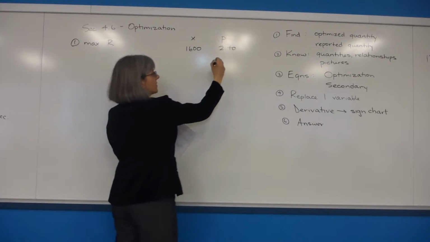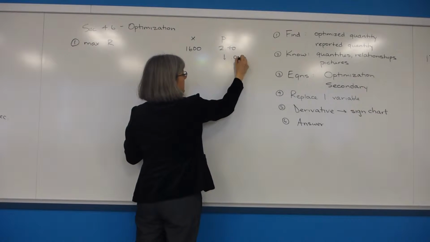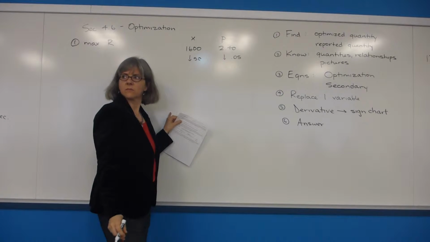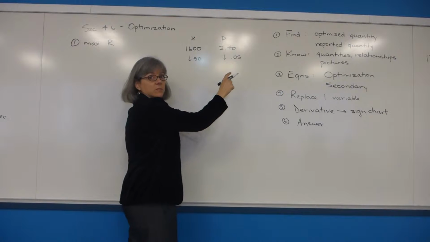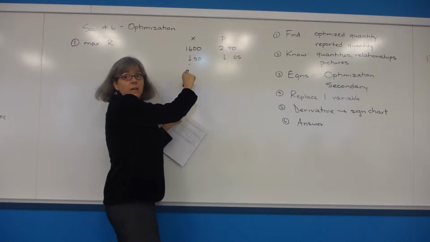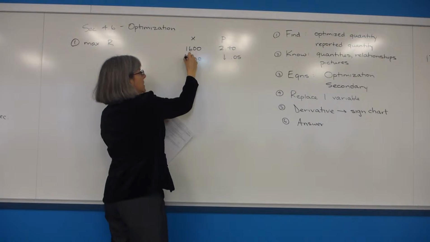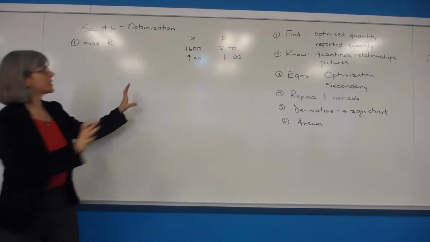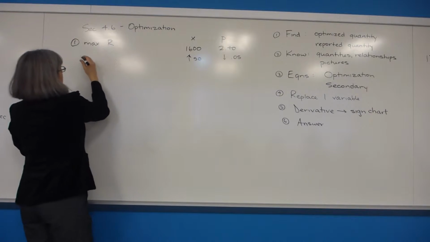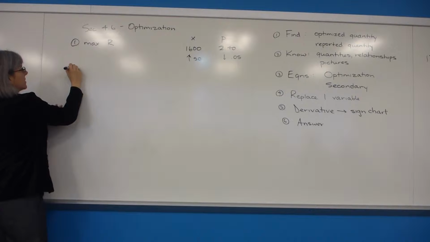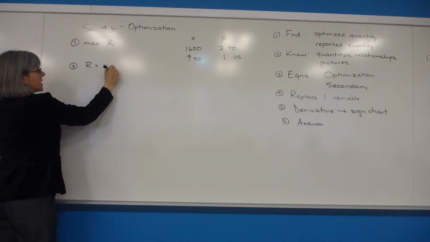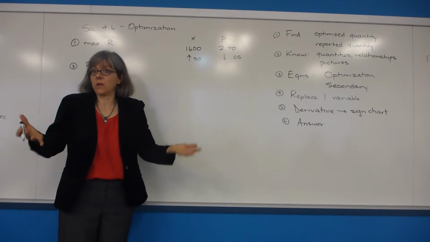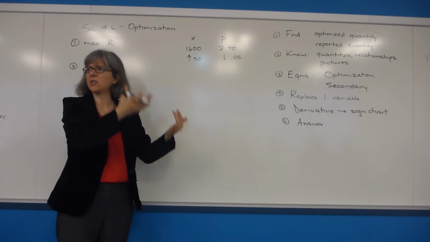And what else do we know? We know that if the price goes down 0.05, demand goes up 50. So if it goes down 0.1, if it goes down a dime, it'll go up 100. That makes sense, right? The price goes down, demand goes up. So we know that R is X times P. Initially, we know what our current revenue is, 1,600 times 2.40. So the question is, how do we handle this changing price?